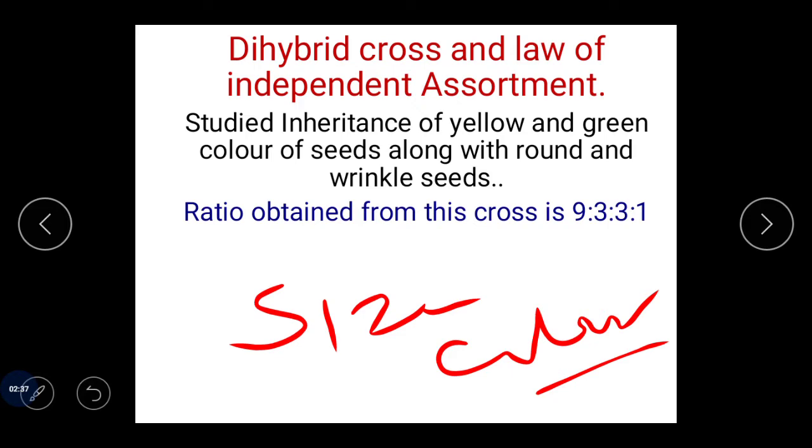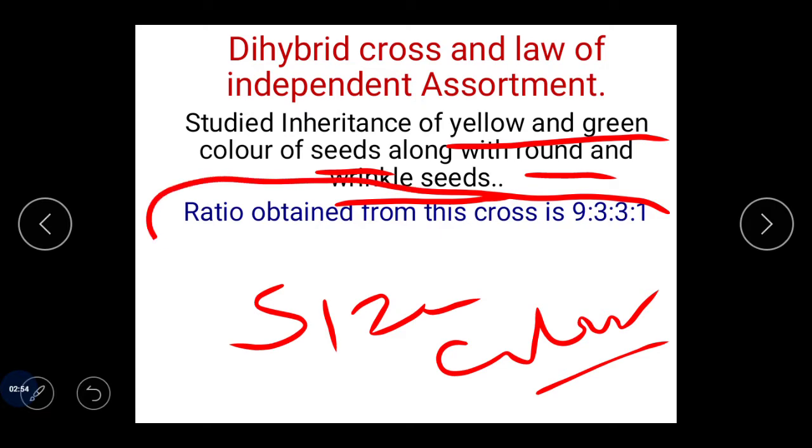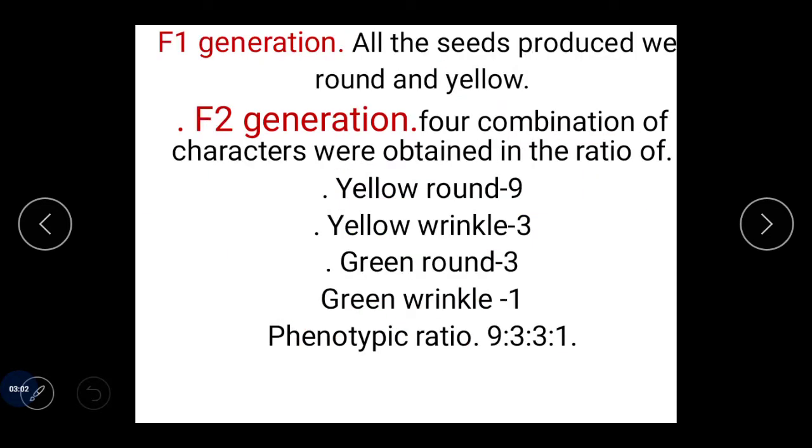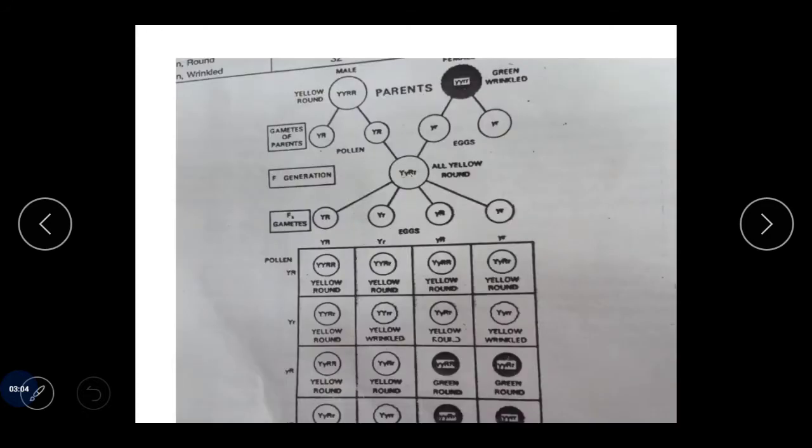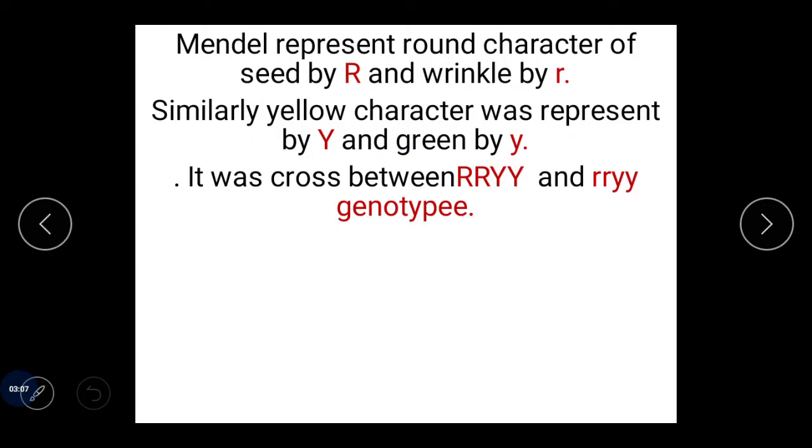So he studied the inheritance of yellow color and green color, and the shape of the seeds, that was about round and wrinkled seeds. And from this law he obtained the ratio that is called Mendel's dihybrid ratio, that was 9:3:3:1.